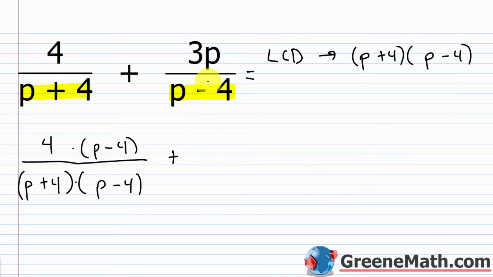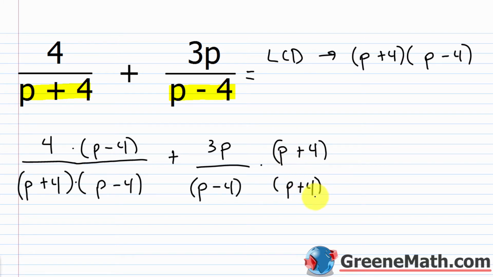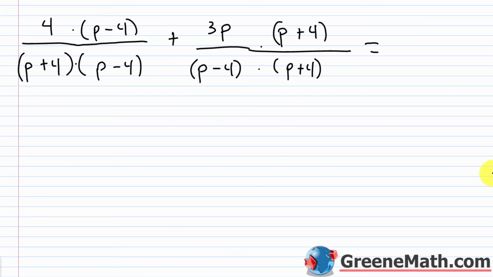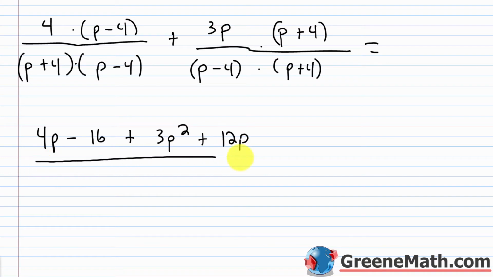Then you're going to have plus. So next you see you have 3p over p minus 4. And what am I missing here? Well, I'm missing the p plus 4. So let's multiply the top and the bottom by the quantity p plus 4. And let's scroll down and get a little room going. So if I do 4 times the quantity p minus 4, I'd have 4p minus 16. Then plus, you have 3p times p. That's 3p squared. Then 3p times 4 is plus 12p. And this is over p plus 4, that quantity, times p minus 4, that quantity.